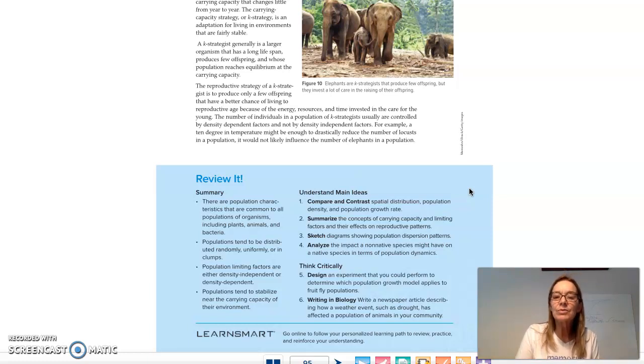And then number 2 is to summarize the concepts of carrying capacity and limiting factors and their effects. Those limiting factors are going to be food resources, partner resources, and shelter resources. How do those things limit the growth of these populations and how they're doing?